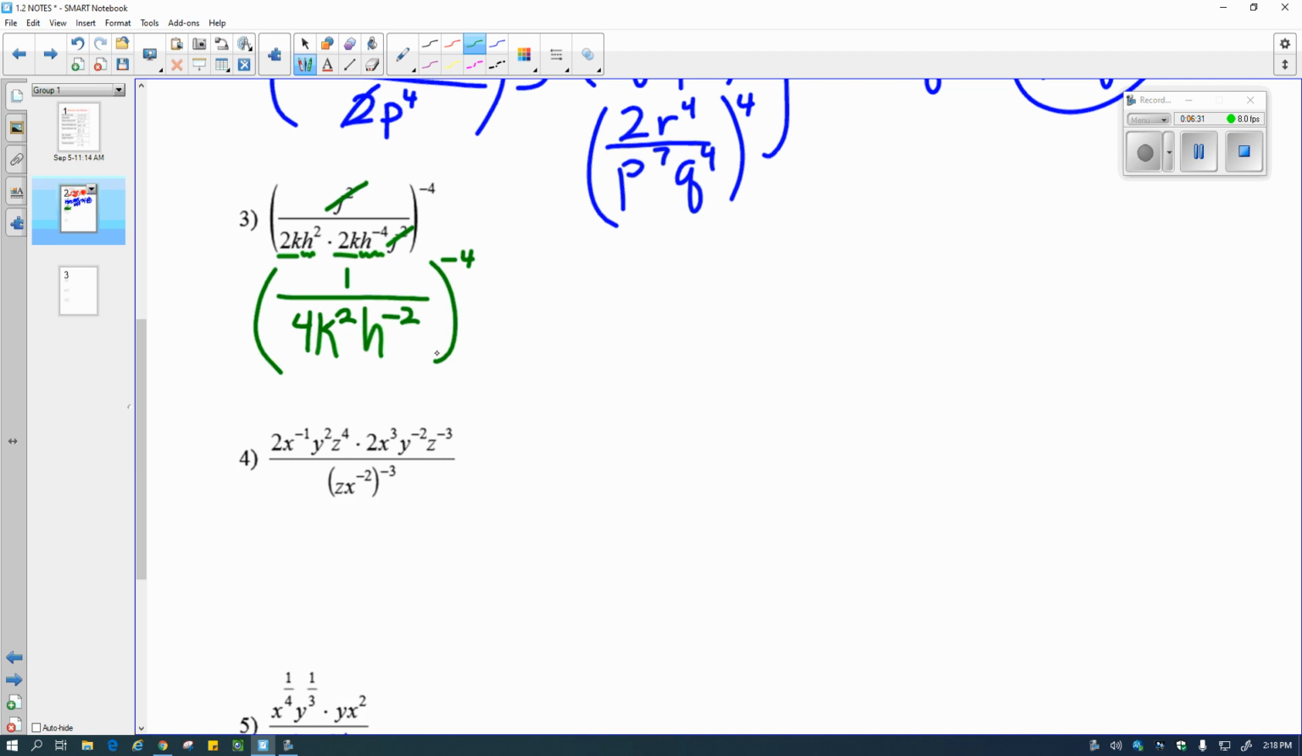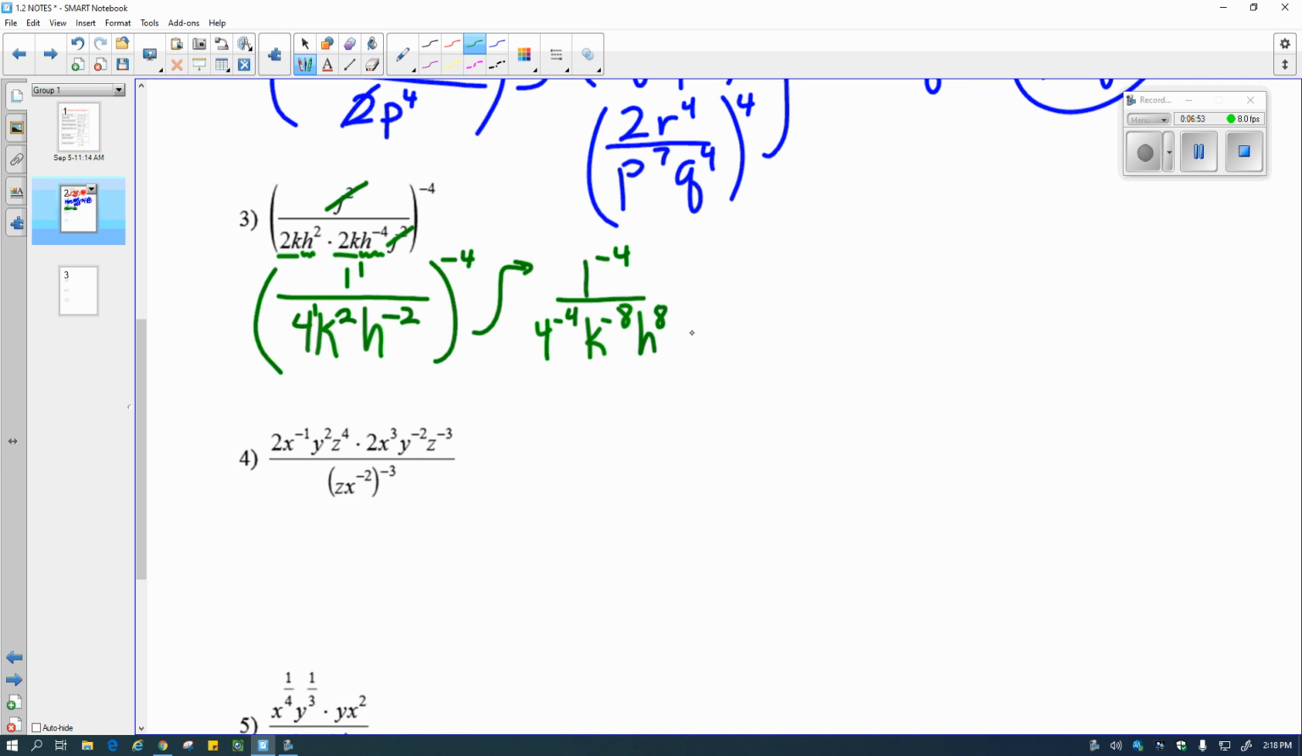Okay, so now I have to deal with this negative 4th power, and so I'll just bring that right through. Remember, if I don't see a number on it, I can assume the power is 1. So I have 1 to the negative 4th power, 4 to the negative 4th power on the bottom, k to the negative 8th, and h to the positive 8th, because a negative times a negative is a positive.